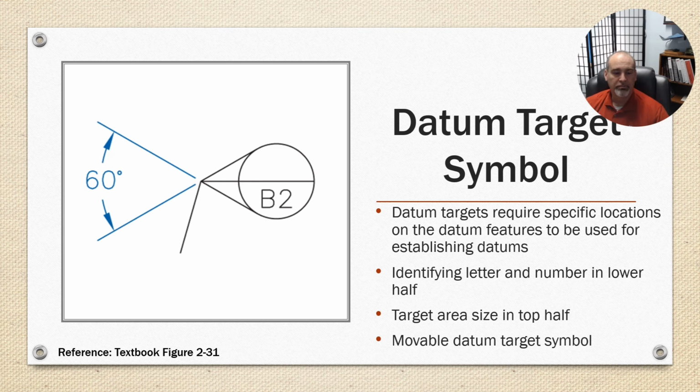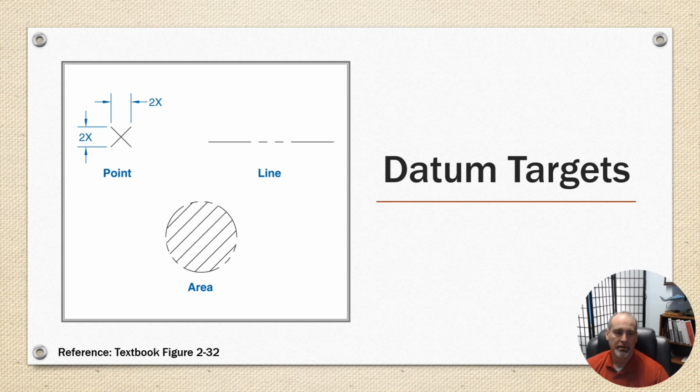And there are movable datum targets. So this shows a datum target that could move up to 60 degrees and still be valid. Here's some examples of datum targets. First one is a datum point, second one's a datum line, and the last one's a datum area. So in that previous example, when you had the 1/4 inch zone, that area would be a 1/4 inch in diameter.